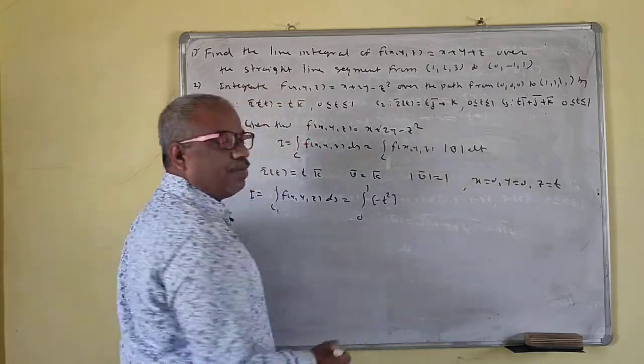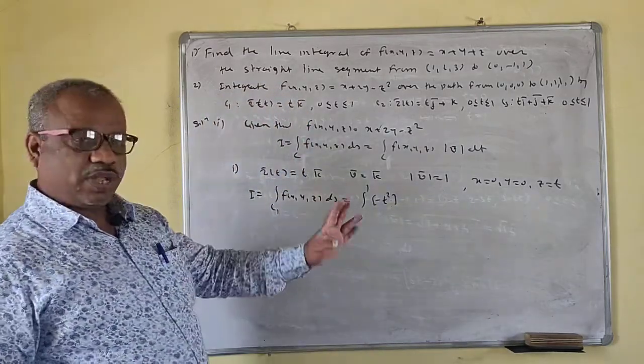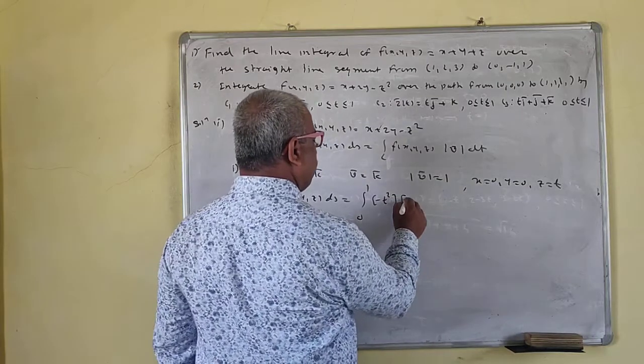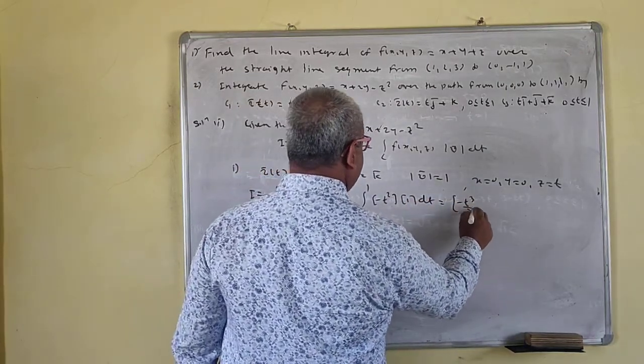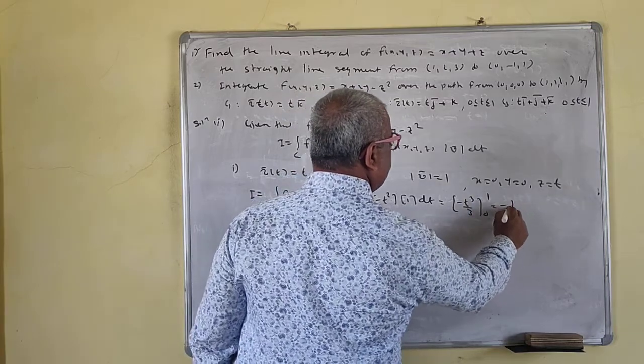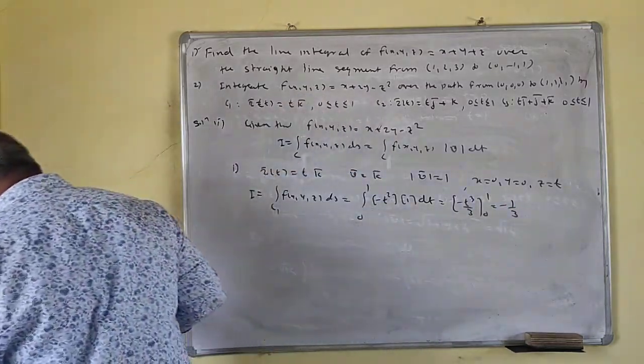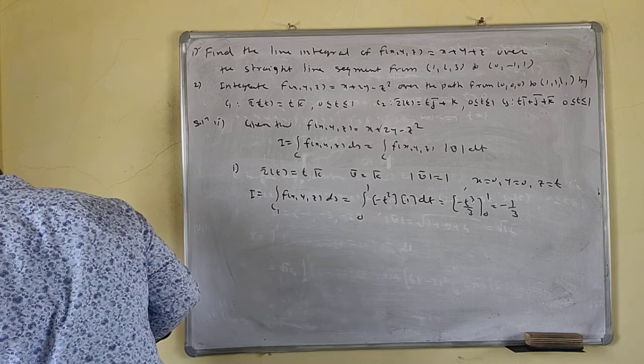The mod of p bar is 1. So this is into 1 dt, which is minus t cube upon 3, from 0 to 1. So minus 1 by 3. So your first answer is minus 1 by 3.